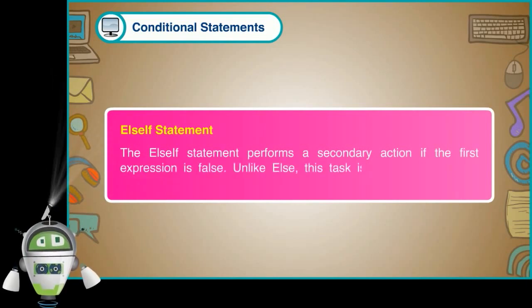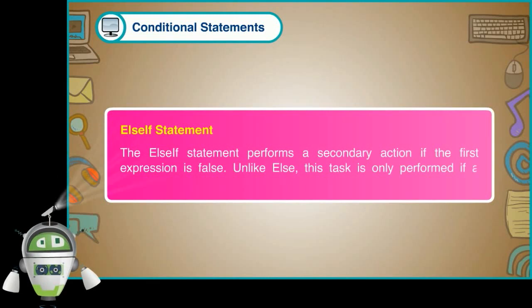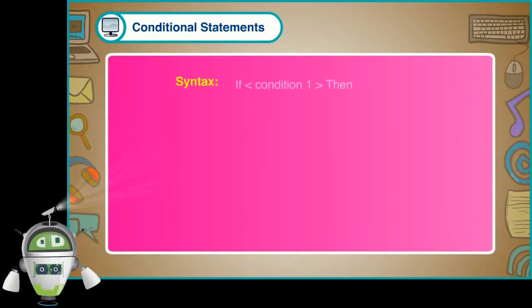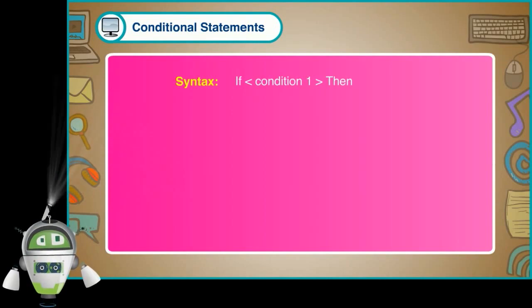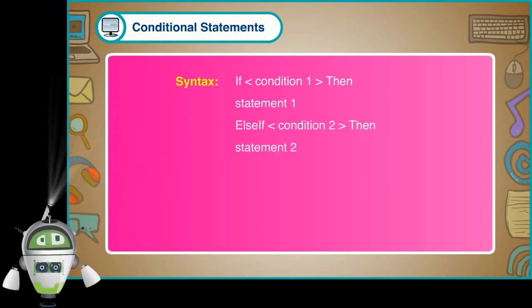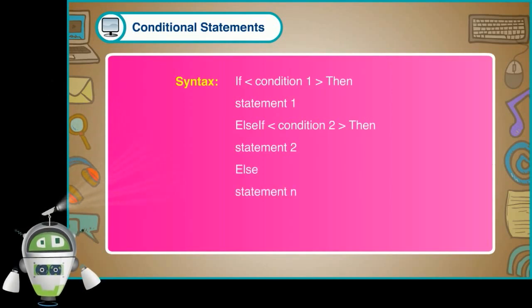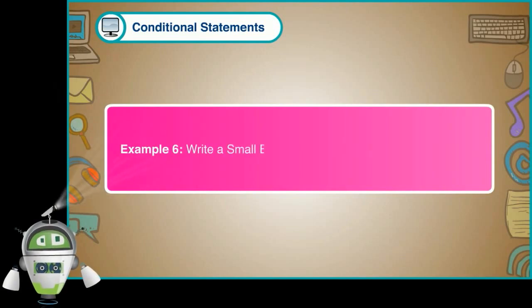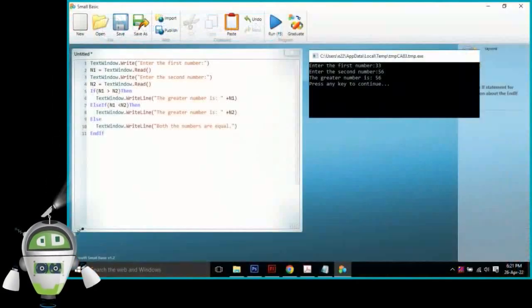Unlike else, this task is only performed if a specified statement is true. Syntax: if condition 1, then statement 1. Else if condition 2, then statement 2. Else statement n, end if. Example 6. Write a small basic program to compare two numbers.